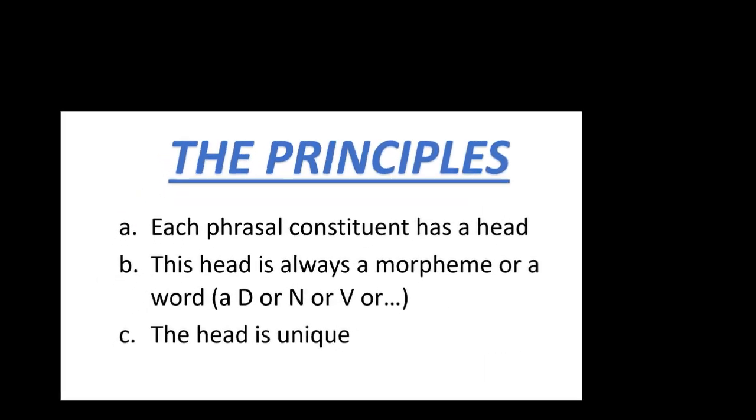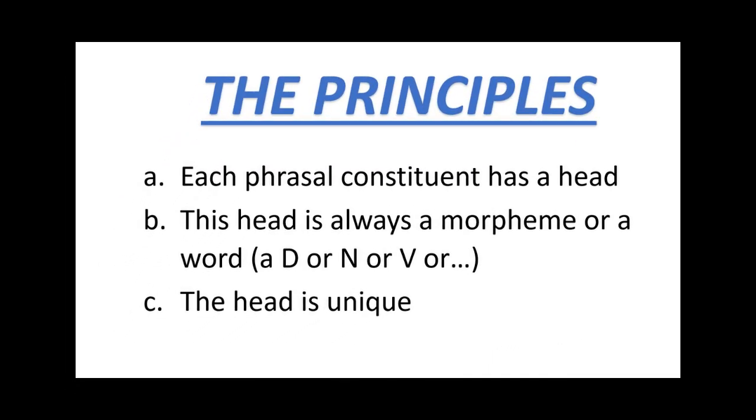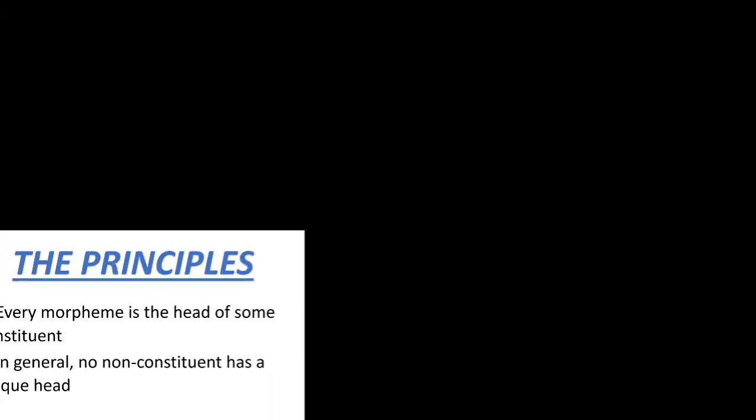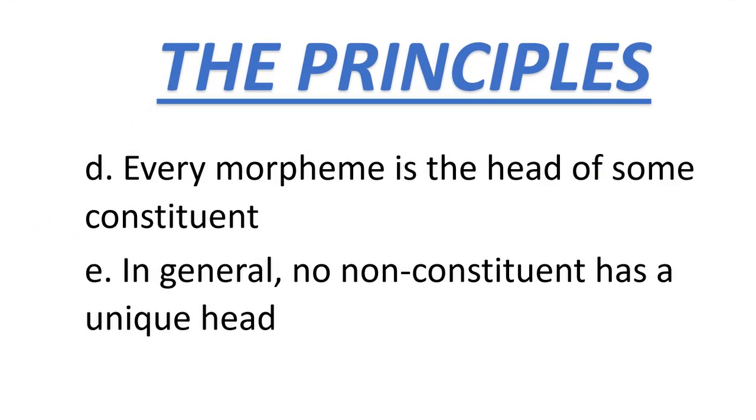A. Each phrasal constituent has a head. B. This head is always a morpheme or a word. C. The head is unique. D. Every morpheme is the head of some constituent. E. In general, no non-constituent has a unique head.